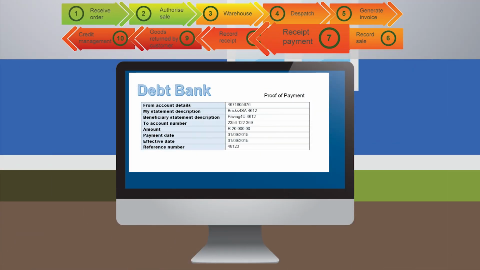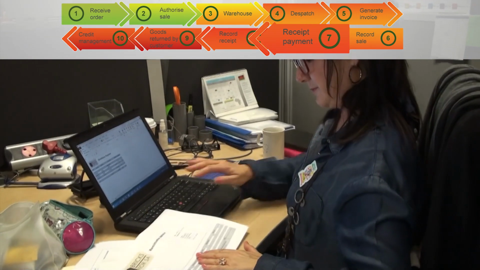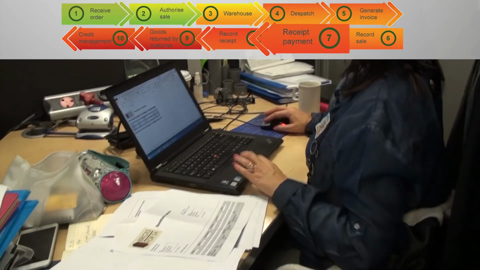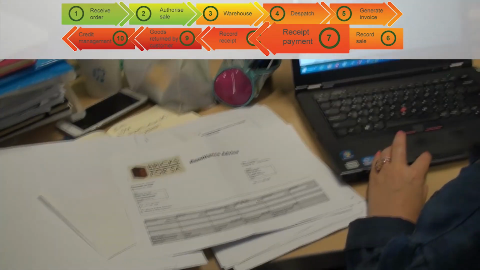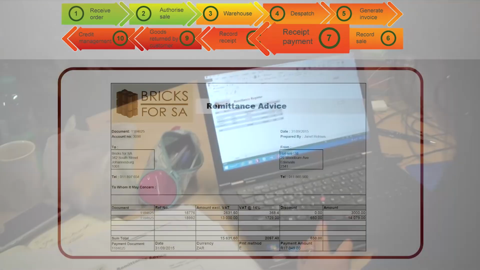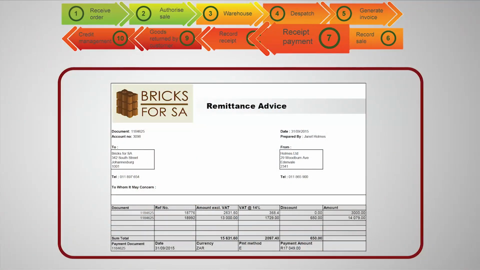Step 7 is receipt payment, where customers pay their accounts via electronic funds transfer or EFT using their account number as a reference. The customer then sends a remittance advice or proof of payment to the finance department. These remittance advices are entered into the remittance register. A remittance advice is a document sent by the customer with their payment to indicate precisely which invoices will be paid.